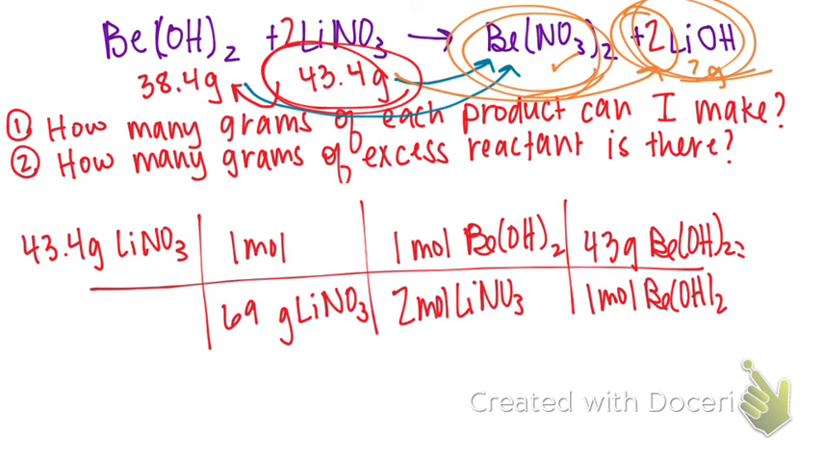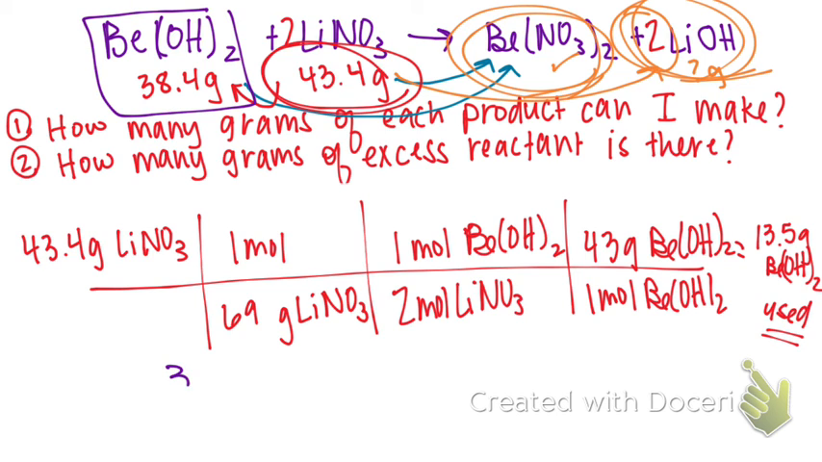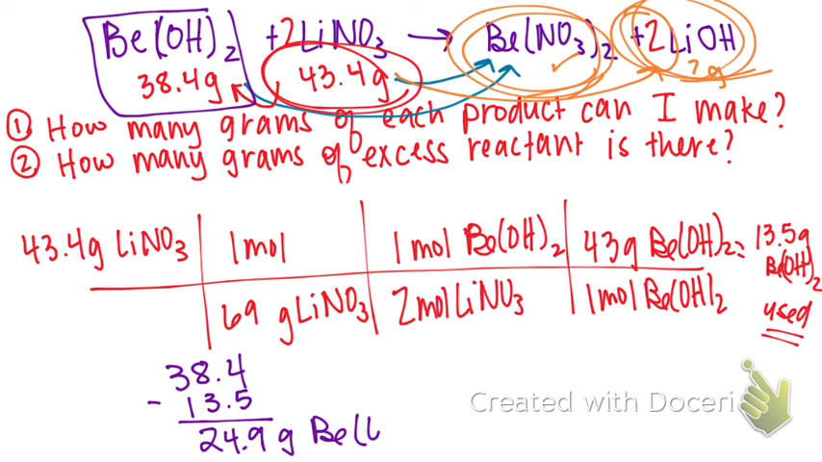All right, so I got from that about 13.5 grams. And so is that my excess amount? Nope. This is the amount that is used. So I take my starting amount of beryllium hydroxide, 38.4. That's how much I started with. I know from my math I'm using 13.5. And so that means that I have left over 24.9 grams of beryllium hydroxide in excess.